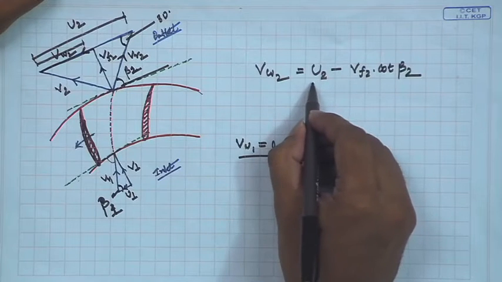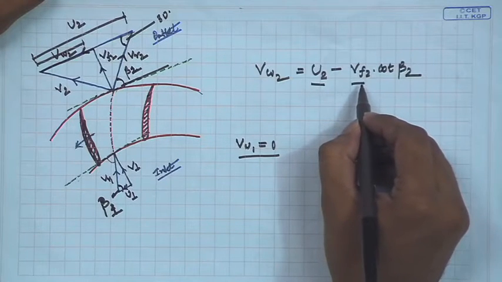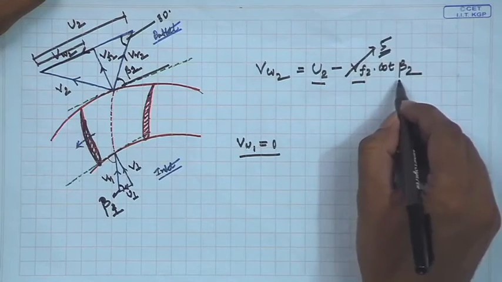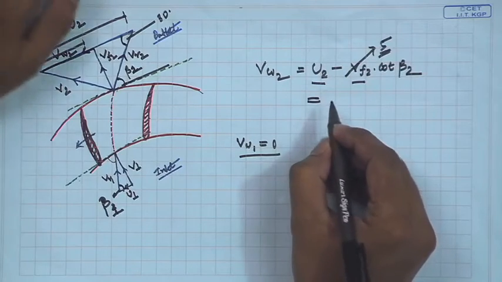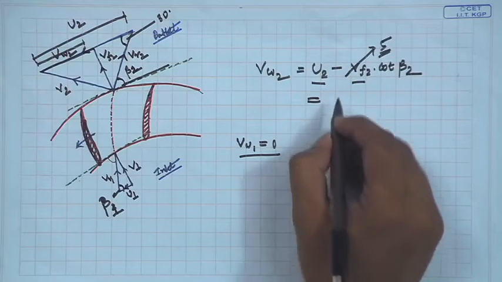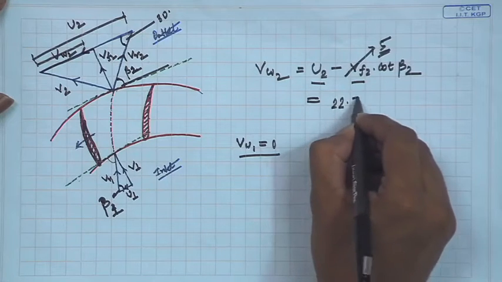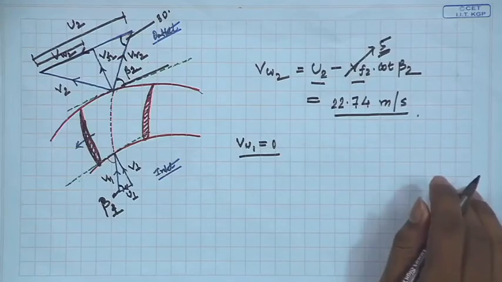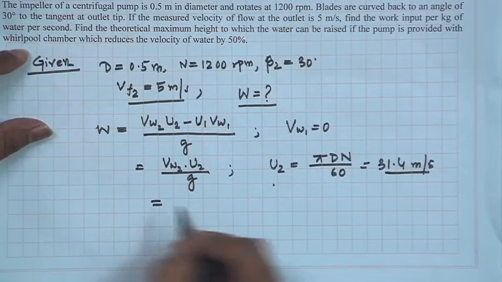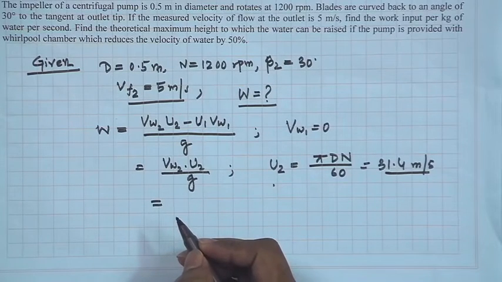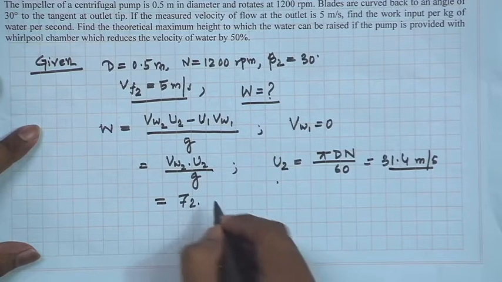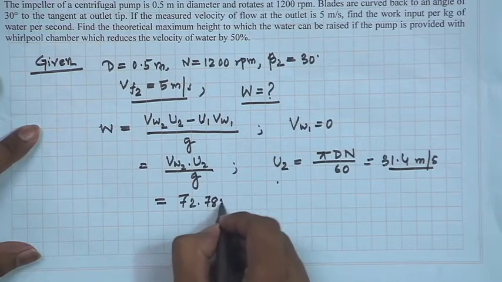Substituting the values, we know the value of U2, and Vf2, that is the flow velocity at the outlet, is given as 5 meter per second, and beta 2 is 30 degree. If you substitute the values, we get the value of VW2 as 22.74. Substituting the values of VW2 and U2 here, we ultimately get the work done per unit weight of water as 72.78 meters.